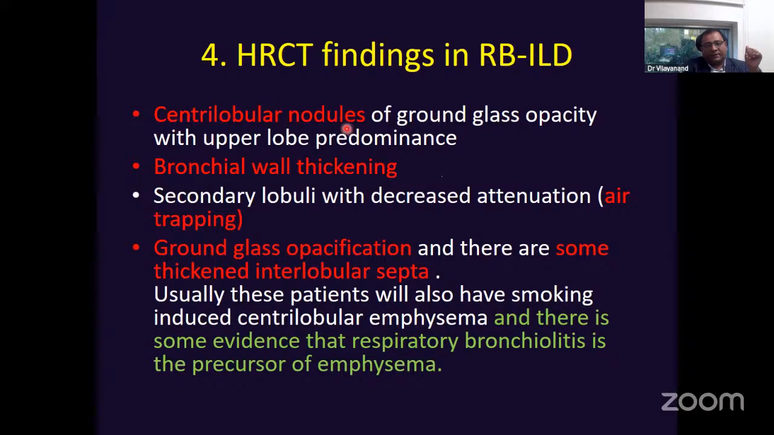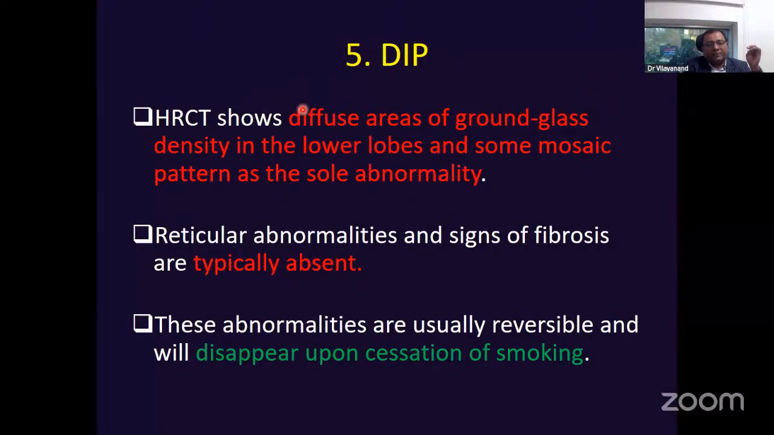What are the findings in case of RB-ILD? Centrilobular nodules of ground glass opacity, predominantly involving the upper lobes. Bronchiolitis is there, because of that we have bronchial wall thickening. Then secondary lobules with decreased attenuation, and we have air trapping. Ground glass opacification can be seen in few patients along with intralobular septal thickening. Usually these patients will also have smoking-induced centrilobular emphysema, and there is evidence that respiratory bronchiolitis is the precursor of emphysema. Coming to DIP, it's again a similar spectrum only.